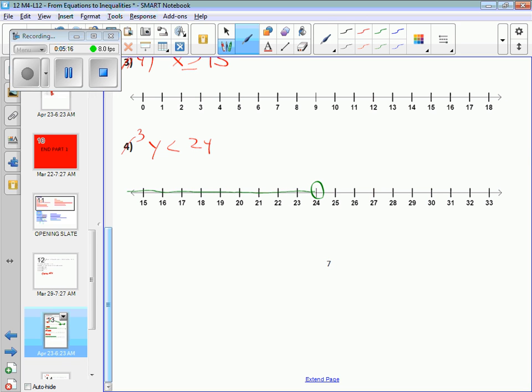How many of you have it like this? Is she right? Can it include 24? No, because it has to be less than 24, but it cannot include it. Open circle, and the arrow goes to the left. She's good.